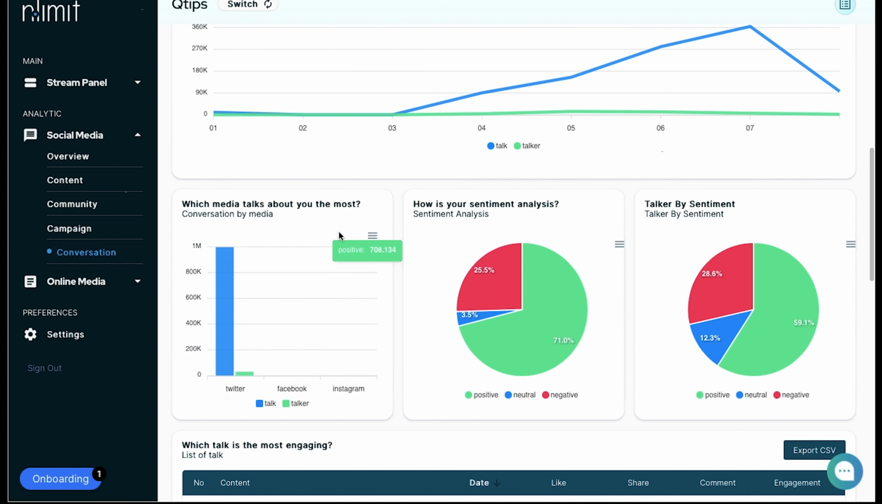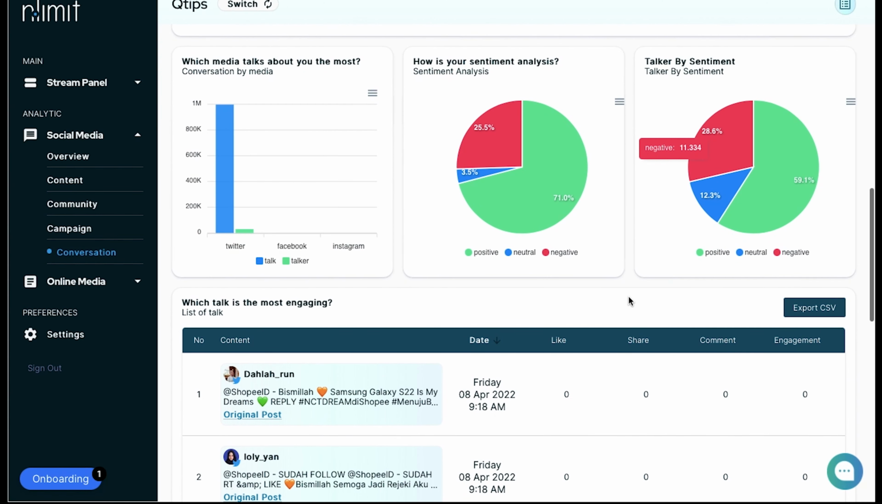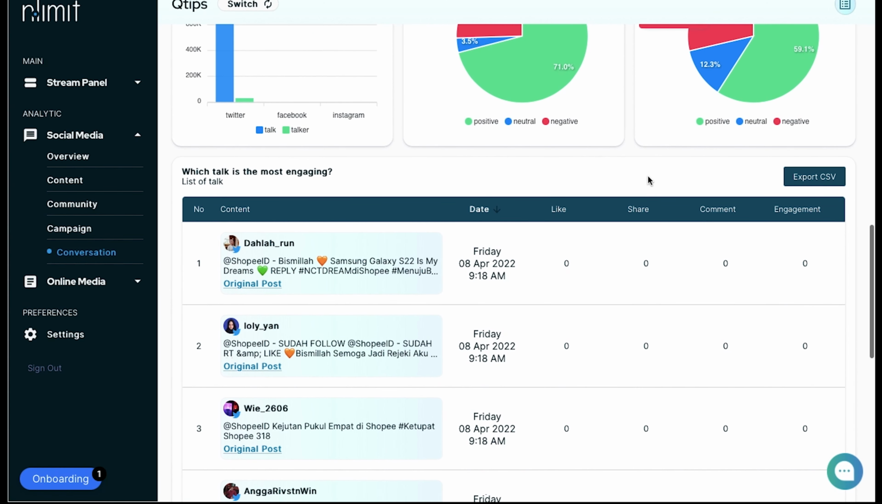Conversation by media, the sentiment analysis by talk, the sentiment analysis by talker, and also the list of talk.